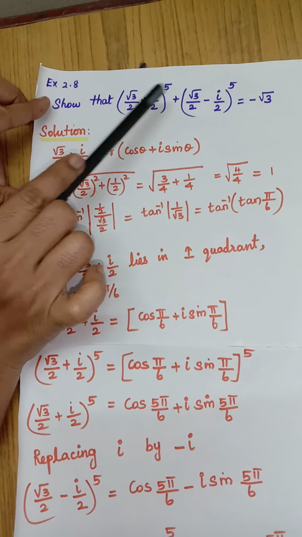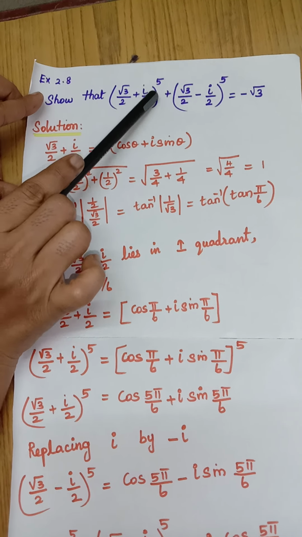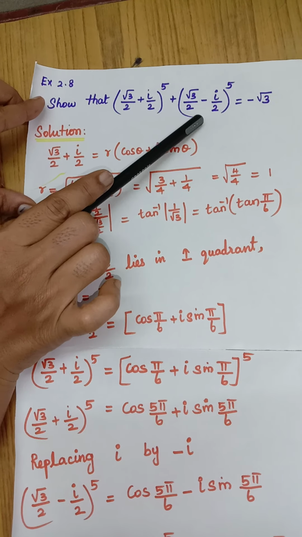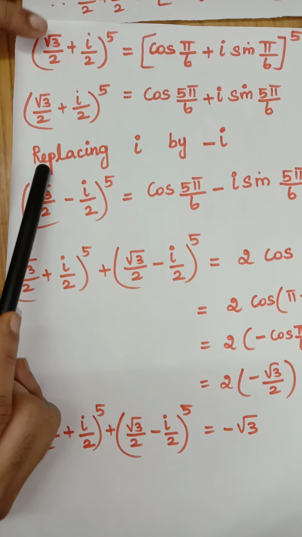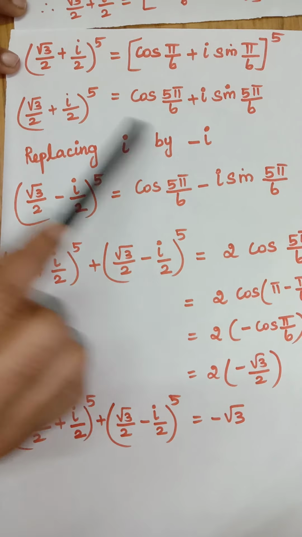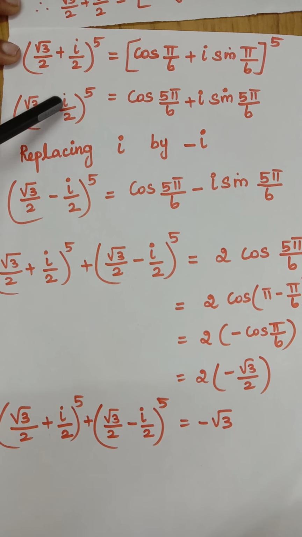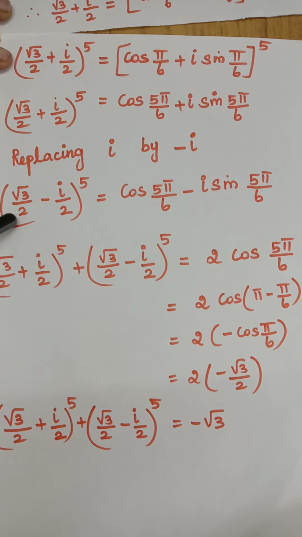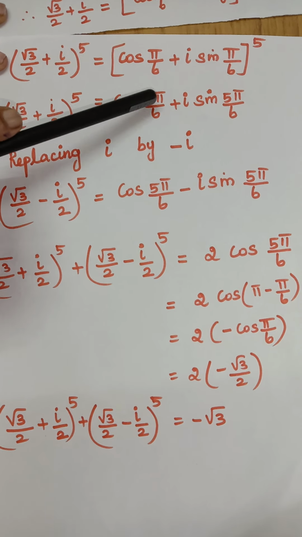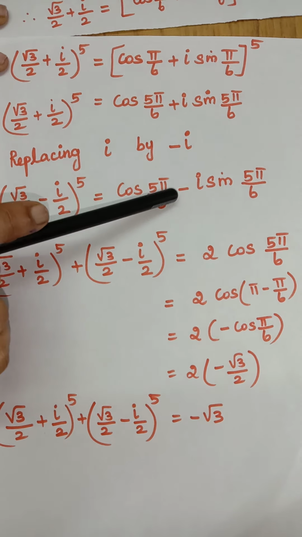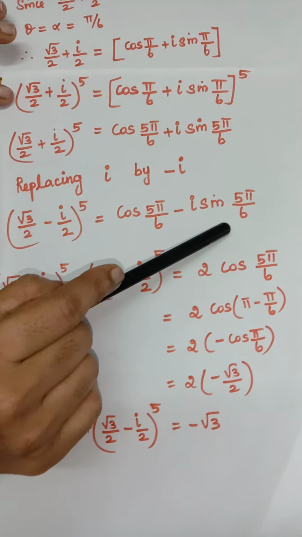See what's the difference between the first and the second term? Here you are having plus i by 2, here you are having minus i by 2. So for that, replace i by minus i in this term. On the left side, if you replace i by minus i, you will get this term. Here also it will come cos 5 pi by 6 minus i sin 5 pi by 6.